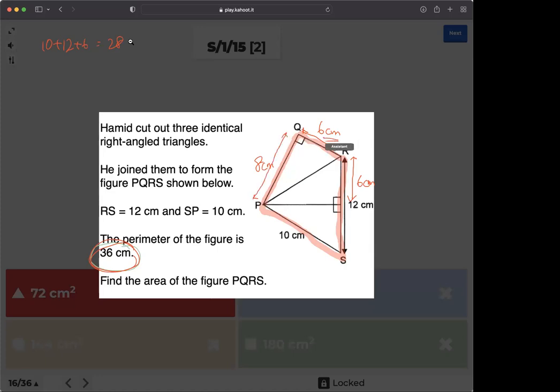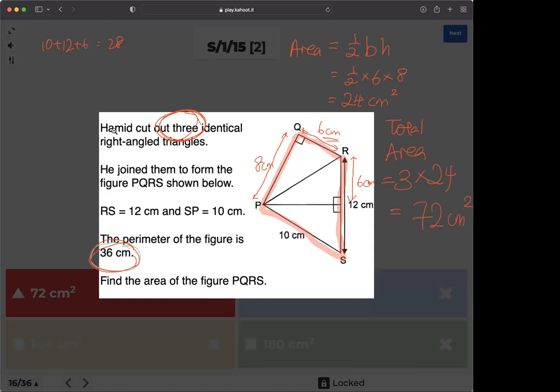The base is 6 cm. So the area of one is half times base times height. The base is 6, the height is 8. Without using a calculator, half times 6 is 3. 3 times 8 is 24. So the area of one triangle is 24 cm square. But there are 3 of them. So the total area is equal to 3 times 24. You will get 72 cm square.